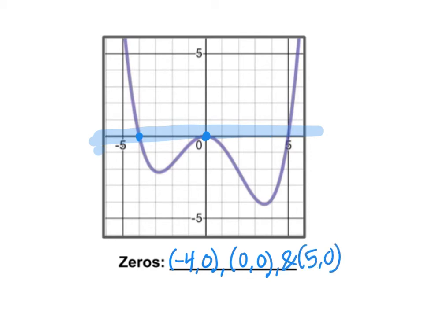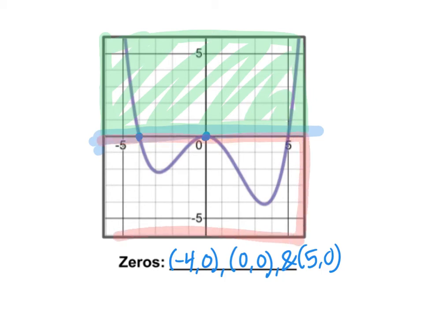Again, we have to highlight the positive and the negative. The positive portion of my graph is above that blue line. So it's this whole top part above your x-axis. The negative portion of my graph is below the blue line, everything under your x-axis.